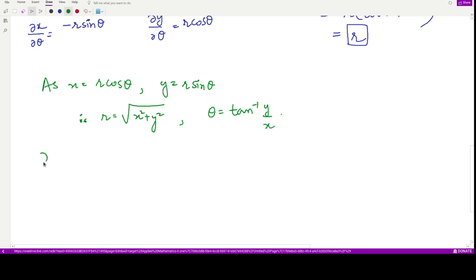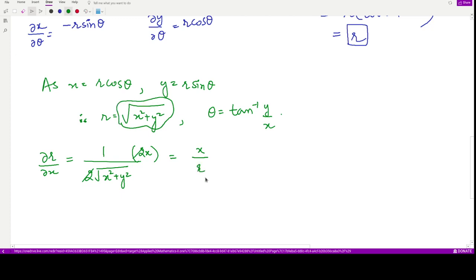So now you can calculate del r by del x, and what would this be? Firstly, you will take the derivative for the power, and then the derivative with respect to x, so it would be 2x, and the 2 and 2 will cancel, so x divided by this quantity. And what is this quantity? This is r, so x by r. And then you can calculate the derivative of r with respect to y. What would this be? It would again be the derivative for power 1 by 2 of square root of x square plus y square, and then the derivative with respect to y. So it would again be y by r.